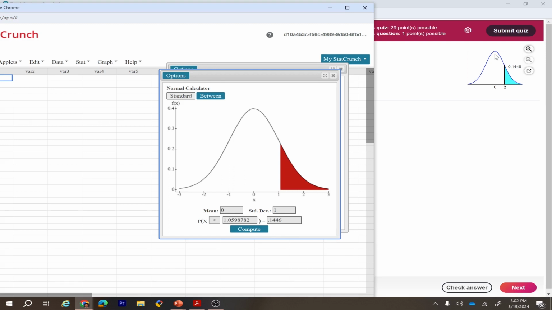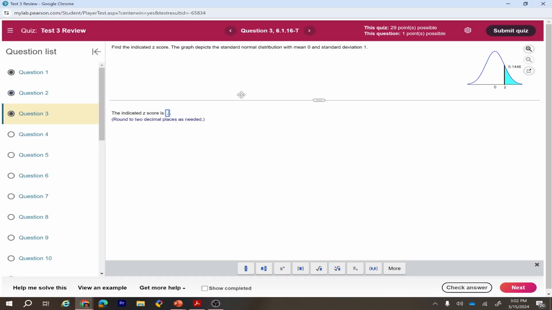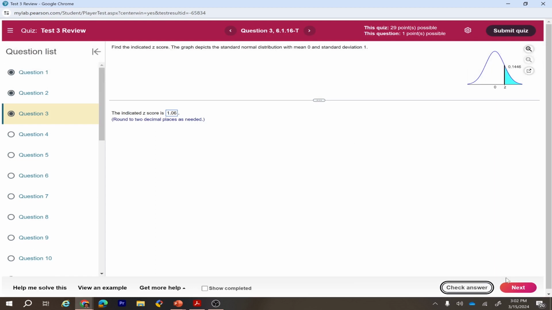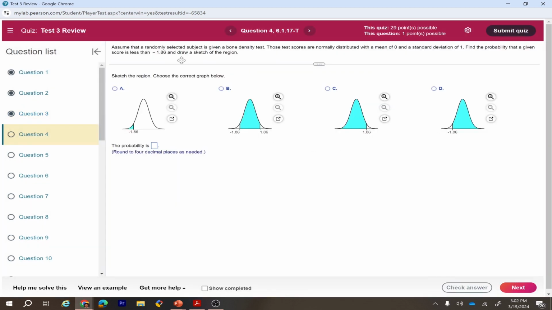Keep in mind, you have to choose the correct side. In this case, the shaded region is on the right side. That's why greater or equal is the right option. Now this is the z-score, 1.06. If you choose 2 decimal places, 1.06 is supposed to be the right answer. Let's go to the next problem.